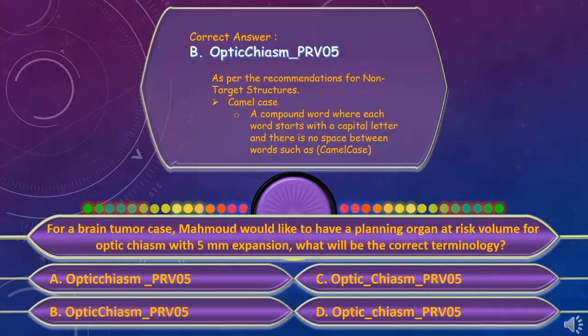Exactly. So as per the recommendation for non-target structures, you have to use camel case, a compound word where each word starts with a capital letter and there is no space between words, as in camel case. So the correct one is B. Okay, let's go further.